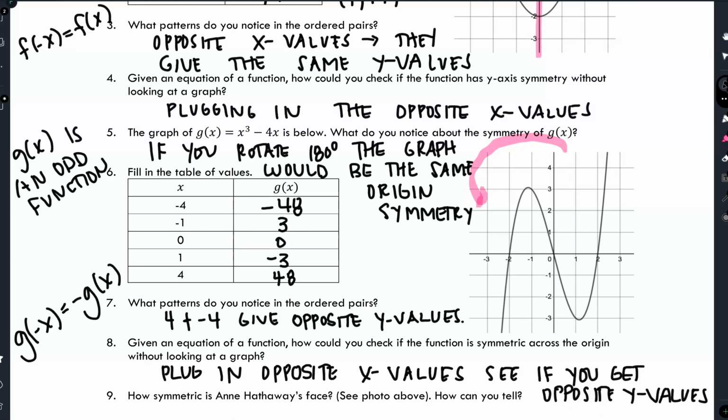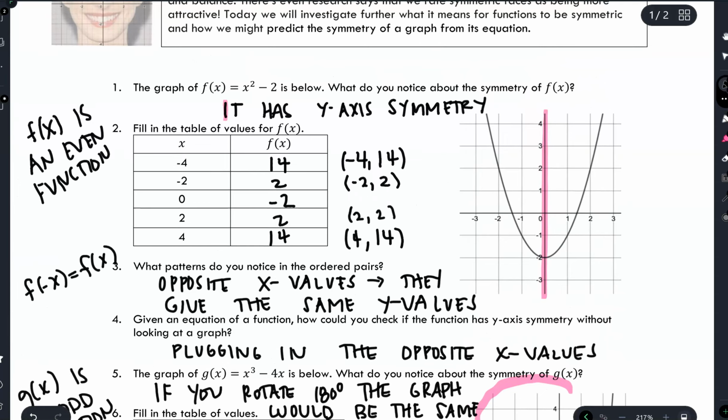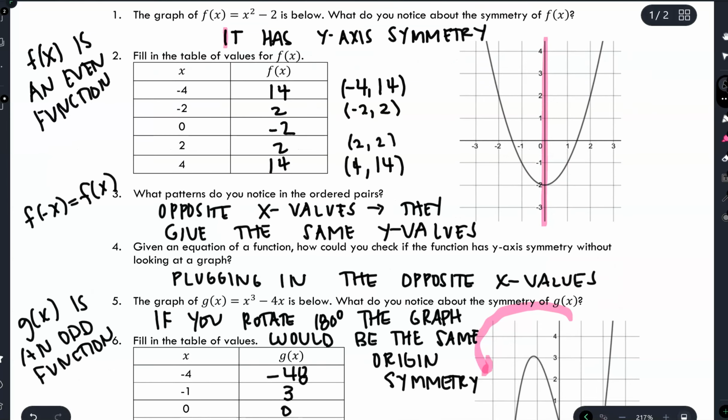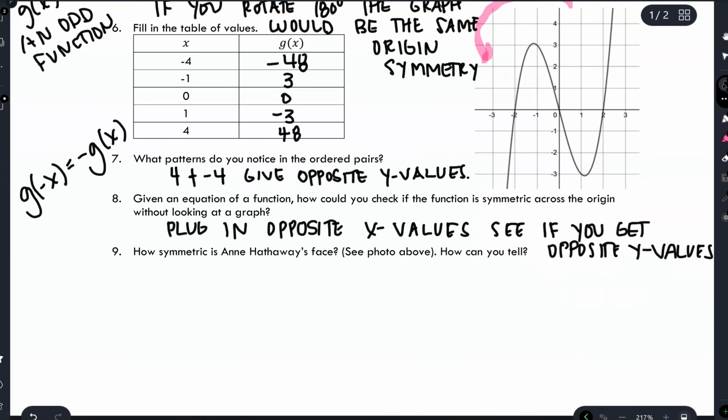So looking at Anne Hathaway's face, looking at that photo, what type of symmetry does Anne Hathaway have? What do you think? Her eyes kind of start, so don't you think she's pretty symmetric? She's very symmetric.